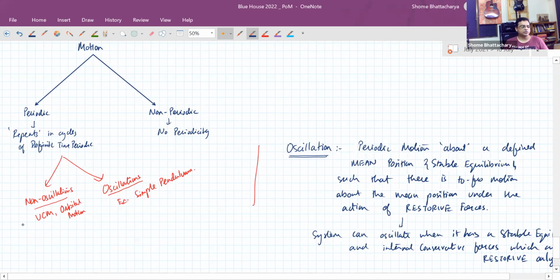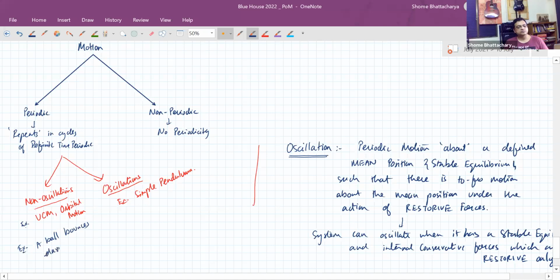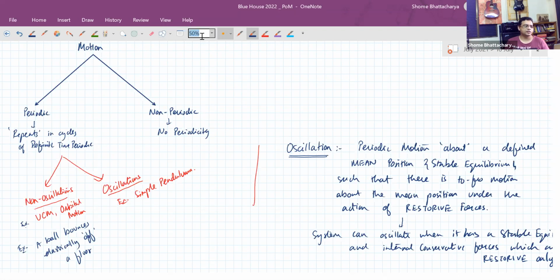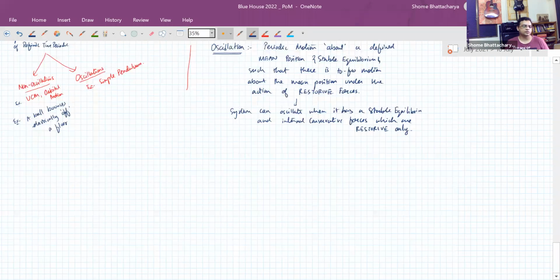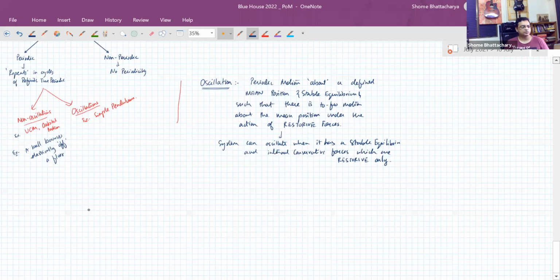Another example of non-oscillation is a situation where a ball bounces elastically off a floor. Like a continuous rubber ball that is continuously bouncing up and down. So it has to and fro motion. There's no loss of energy we are assuming, so it has a definite time period, but it does not have any defined stable equilibrium position. There is no equilibrium position as such. So that's also an example of a non-oscillation.